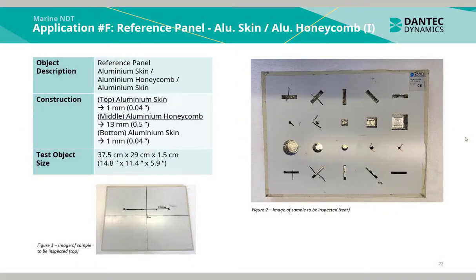Application F is a reference panel, specifically aluminium skin with aluminium honeycomb. The top aluminium skin is 1 mm and the honeycomb is 13 mm in thickness. The test object size is 37.5 cm by 29 cm by 1.5 cm. In Figure 2, we see an image of the sample to be inspected from the rear. There are multiple cutouts. On the top line, there are line cutouts, square cutouts, circular cutouts, and half the thickness from the top line, also of line cutouts.